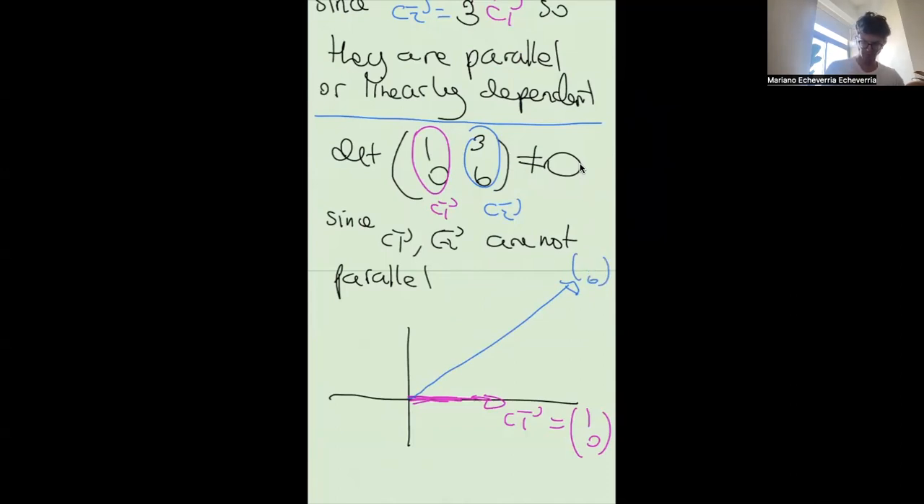So yeah, they're not on the same line. So there is some sort of area here, right? There's some non-zero parallelogram, and we'll see next time what the formula is.